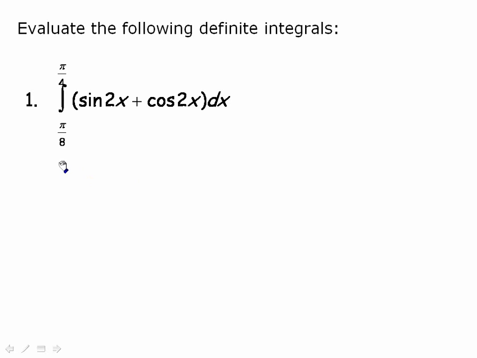Please do so. When we anti-differentiate sine of 2x, be careful, because the antiderivative of sine 2x is going to be negative 1 over 2 cos 2x. And if you're not sure that that's correct, just differentiate negative 1 over 2 cos 2x. And remember, the derivative of cos is negative sine. So we're okay. And then the antiderivative of cos 2x, we kind of saw this one earlier. It's 1/2 sin 2x. Taking this from pi over 8 down below to pi over 4 up top.